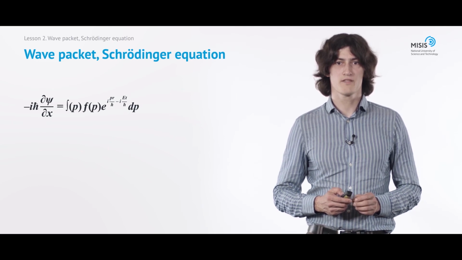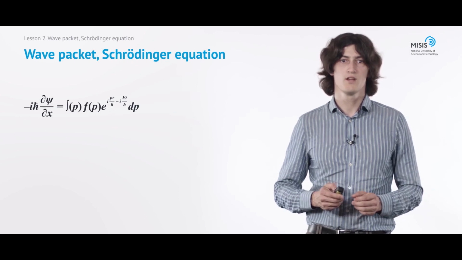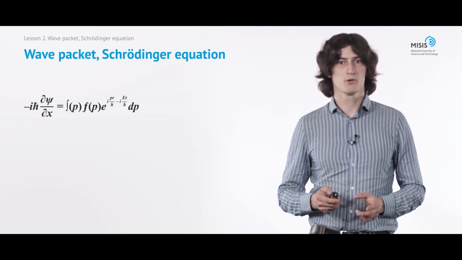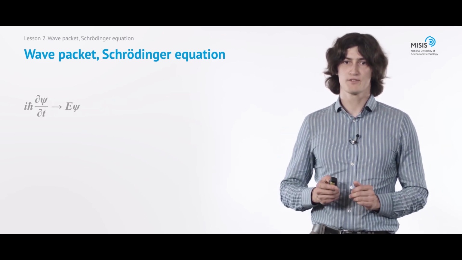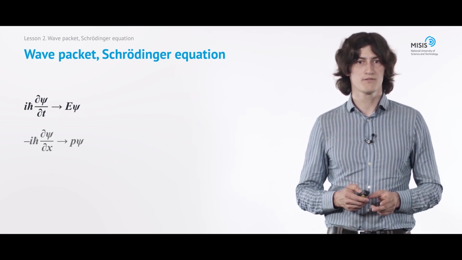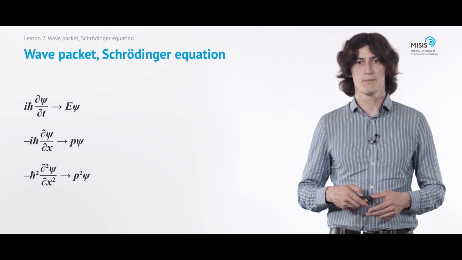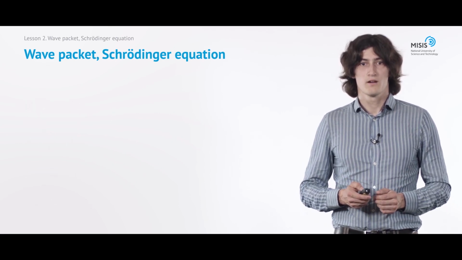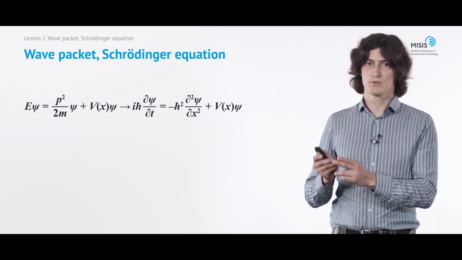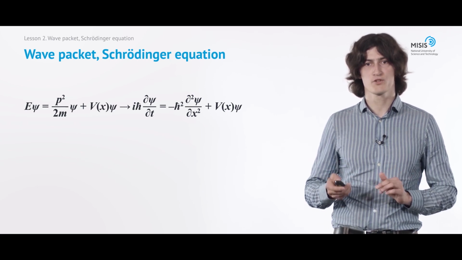To multiply the wave packet by some function of the coordinate g of x, we have just to multiply it. So, we can write the following correspondence. Time derivative corresponds to the energy, coordinate derivative corresponds to the momentum, second coordinate derivative corresponds to the momentum squared. Comparing this with the energy conservation law, we get the following correspondence of the energy and some differential equation.